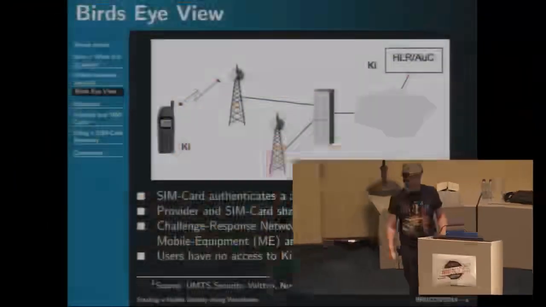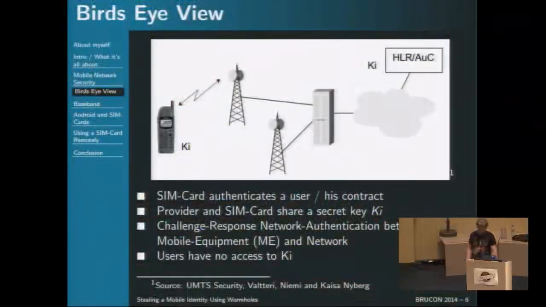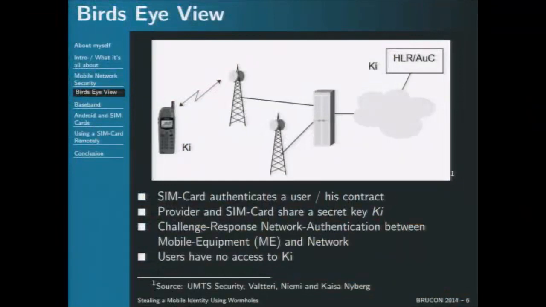So, a bird's eye view of the mobile network security: basically when you have a contract with a mobile network provider, they will give you a SIM card, which you can use for authentication. The SIM card has a secret key that also the provider has, and by a challenge response, the network will authenticate you. Interesting thing is the user has no access to the SIM card or to the secrets in the SIM card because it's a tamper-resistant device. So the secret key is called KI, and usually you don't know it.